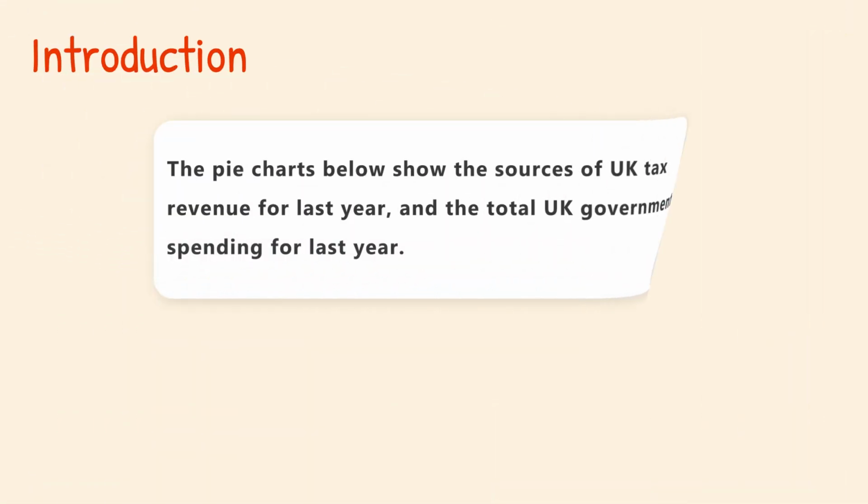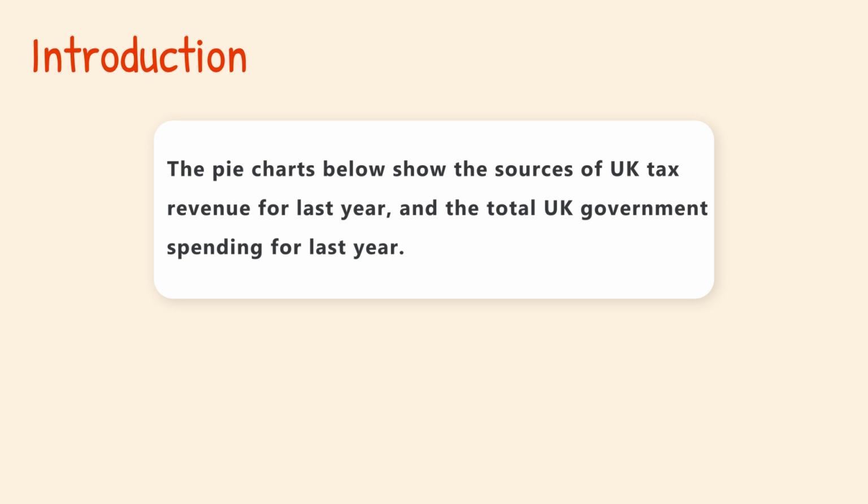So let's start with the first paragraph, which is the introduction paragraph. As you know, we simply paraphrase the question. Sometimes we have to add more data if it's not mentioned in the question. So in writing our introduction, we have to read the question again. The pie charts below show the sources for UK tax revenue for last year and the total UK government spending for last year. So we can start writing our introduction like this.